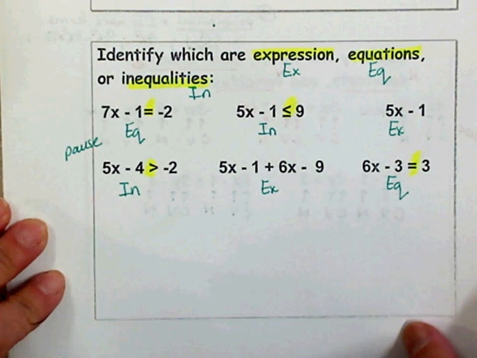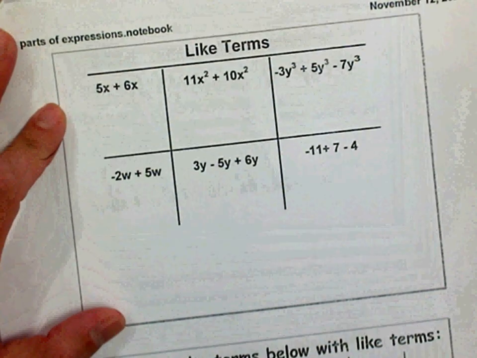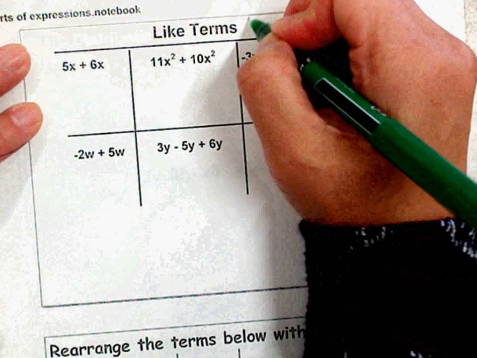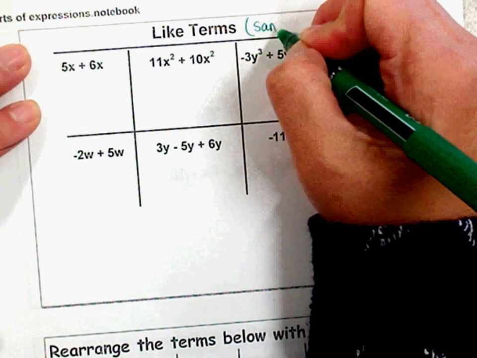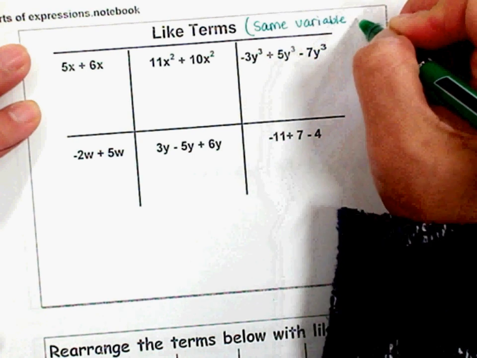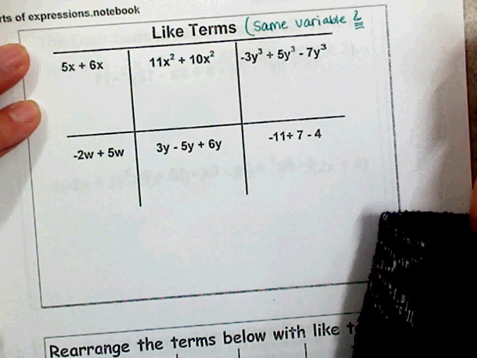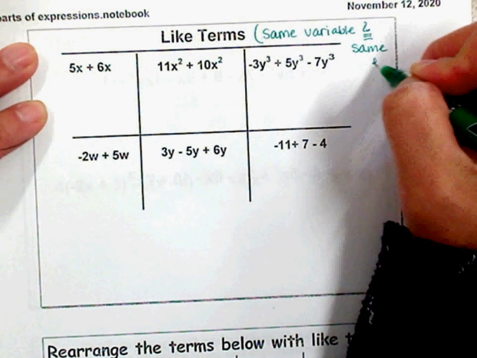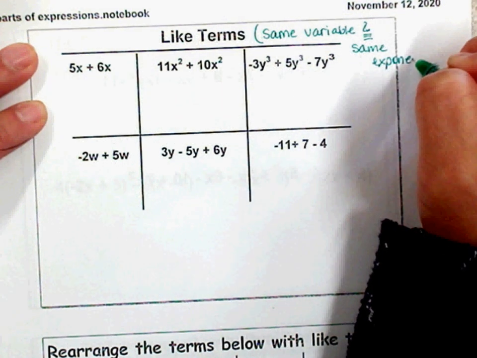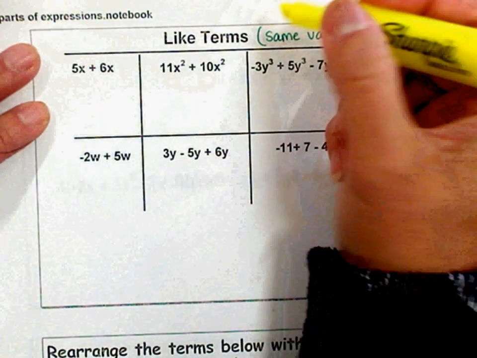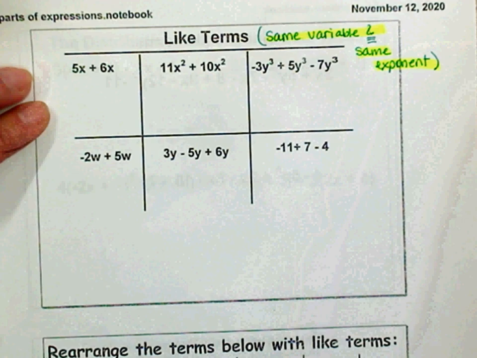All right, now we're going to combine like terms, okay? For you to combine like terms, you have to have the same variable. Remember, that's a letter. And has to have the same exponent. If they are not the same, you cannot add them together. All right. So let's take a look at the first one. You guys kind of done this already.